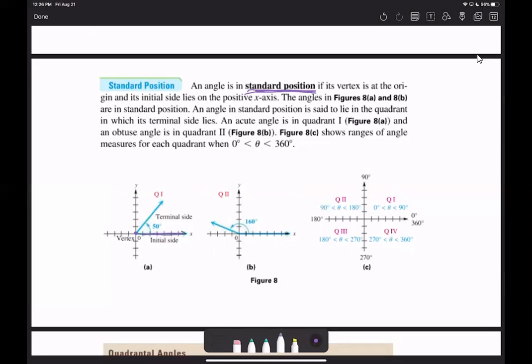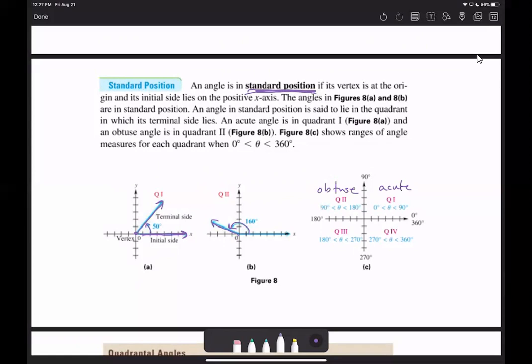It's the positive x-axis, so that's the initial side, and your terminal side is where it ends up, so where it terminates. And we're talking about an angle here that is going counterclockwise. So notice that this angle ends in quadrant 1, and that this angle ends in quadrant 2. So think about the angle measures. Quadrant 1 would be acute angles. All right, quadrant 2 would be obtuse angles.